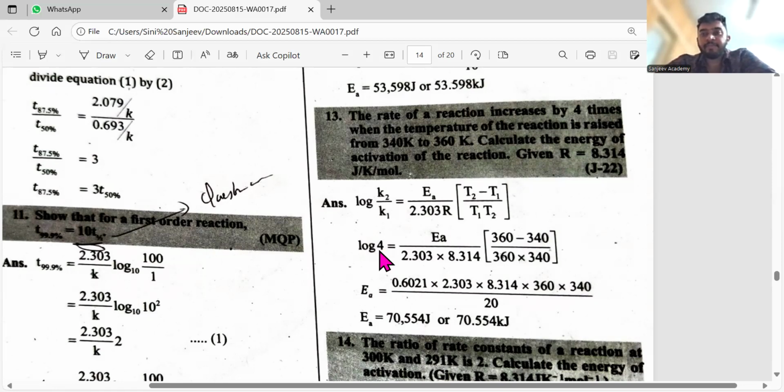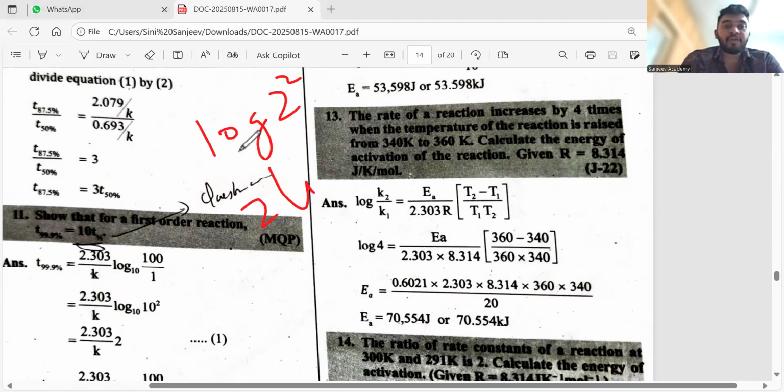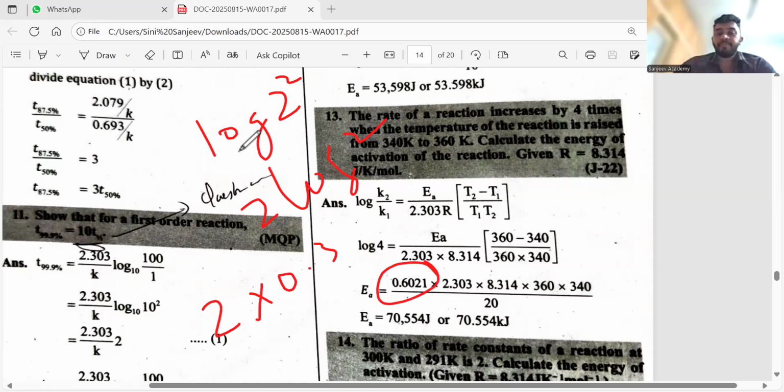And what is my log 4? Log 4 can be written as log 2 square. That is basically 2 log 2. I already know what the log 2 value is, 0.3010, correct? So 2 into 0.3 is 0.6. That only they have written down here. 0.3010, just for clarity. For every question, it will be log 2, so you obviously should remember 0.3010. Then just do the multiplication and you'll get it. Simple as that.